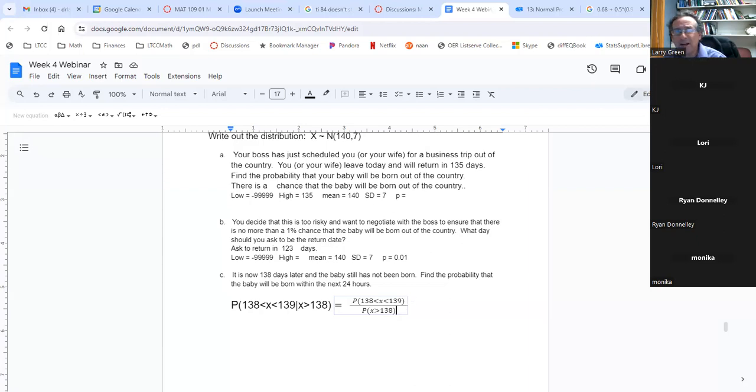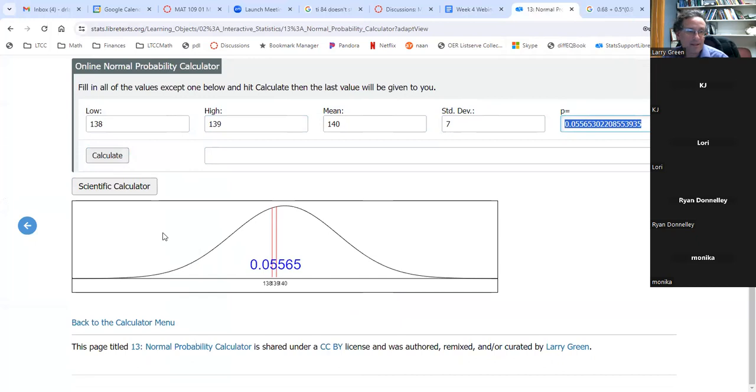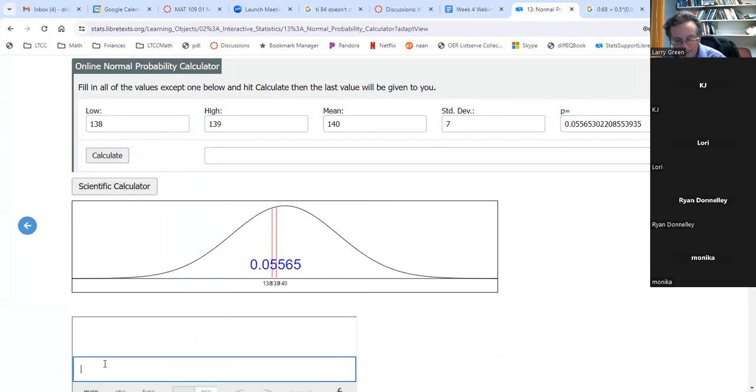Okay, so now I can go to the calculator, and the low will be 138 for the numerator. The high will be 139. The mean is still 140, standard deviation 7, and the probability, I hit calculate, and I get this 0.0565, etc. I'm going to copy that. Gonna put that in the scientific calculator.